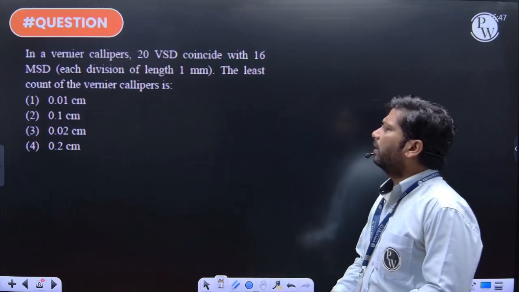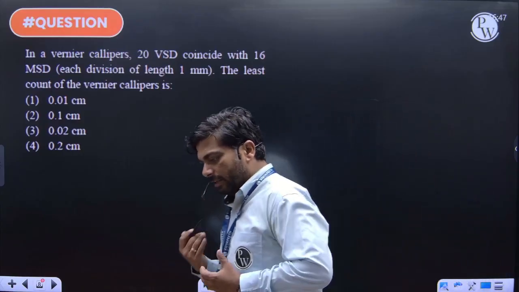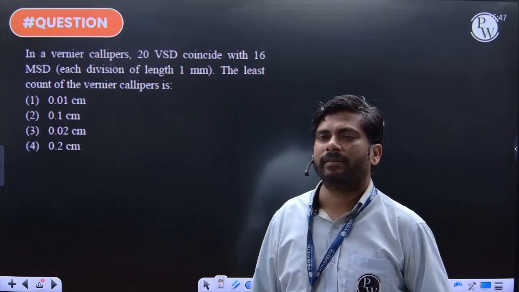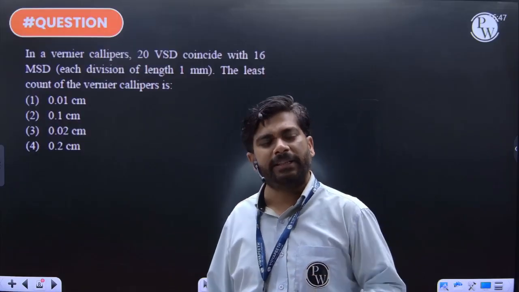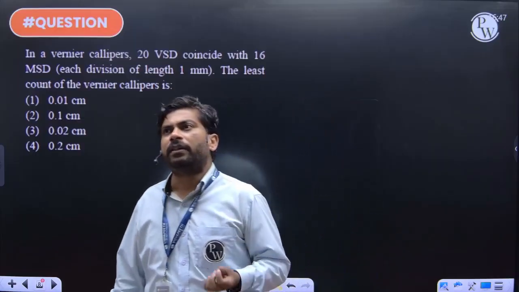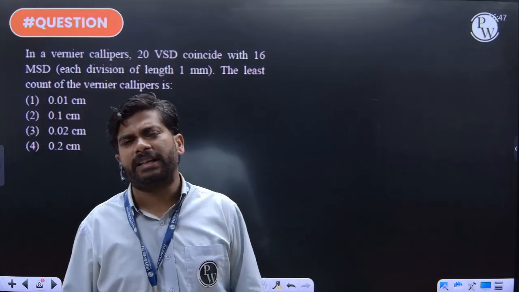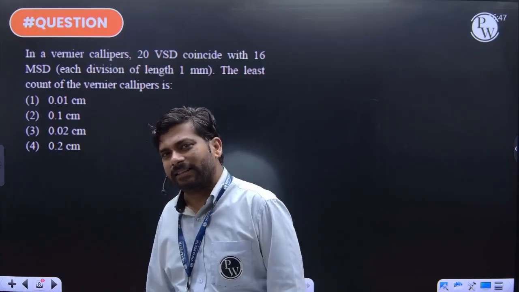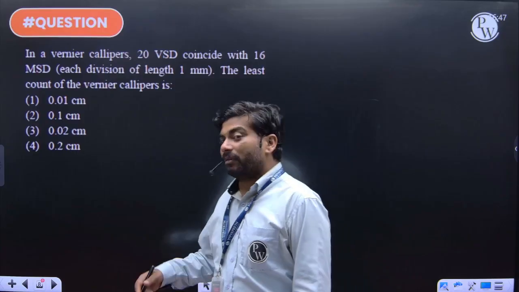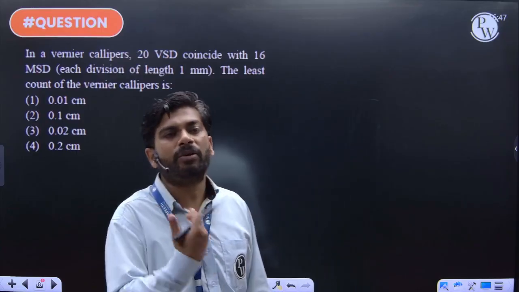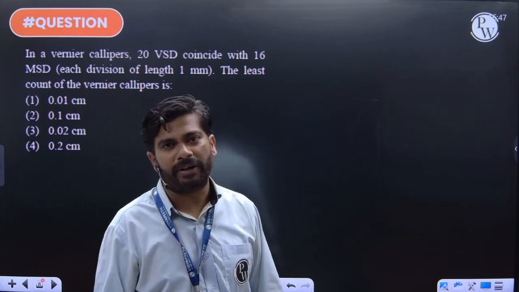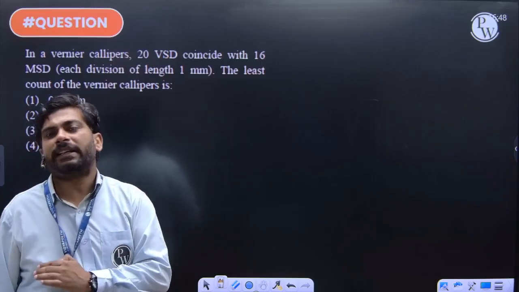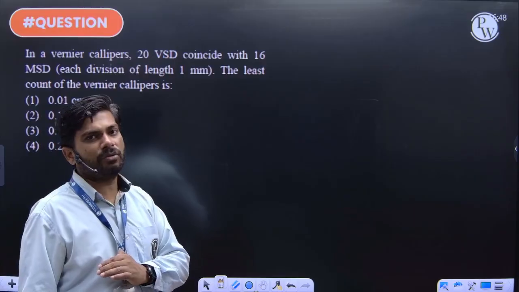in a vernier caliper, see, when you are attempting a physics paper, you should select 30 questions which are very easy. Trust me, in every examination paper, whether it is 2025 or 2024, any year's paper, you will find 30 questions which are relatively very easy. You can do them in very little time. So you have to select those 30 questions first, and then go for 35, then 40, then 45. But those 30 questions should be very easy in the calculation part. So selection of those questions is very, very important.